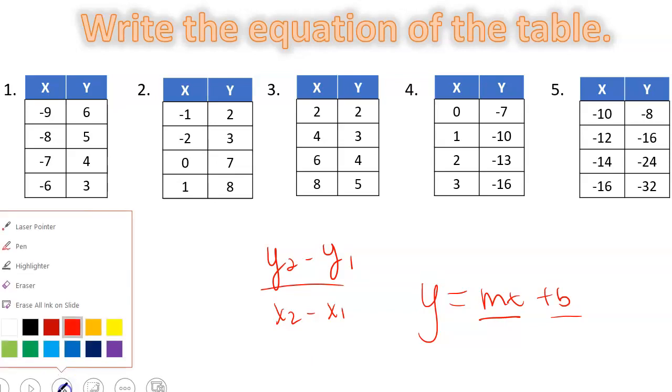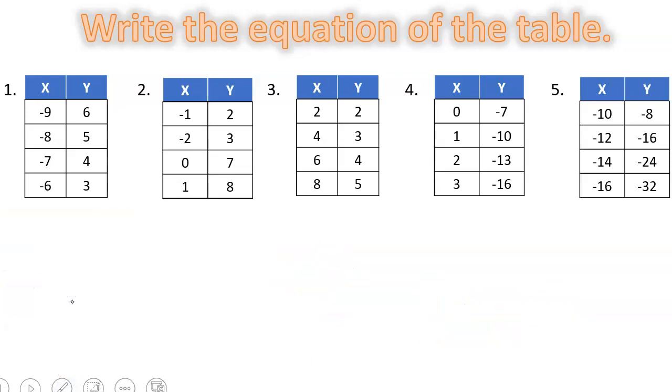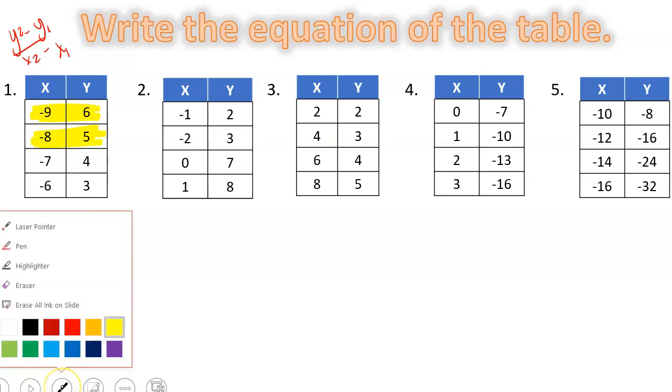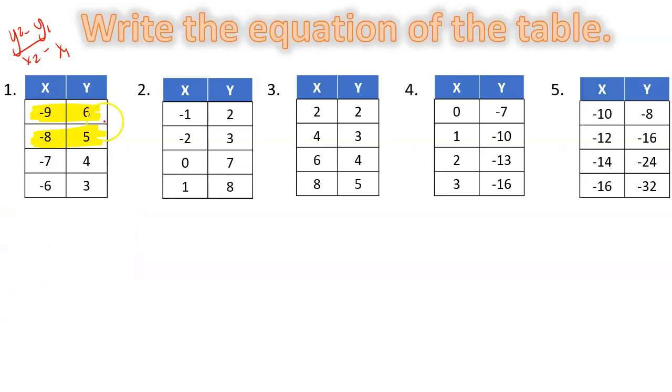Let me go ahead and erase this off my screen. All right, so for table number 1, we're going to go ahead and start with the slope. So again, that formula is y2 minus y1 over x2 minus x1. So I need to pick any 2 points. So I'm just going to go ahead and choose the first 2. As long as this is linear, it doesn't matter. And then I'm going to say x1, x2. So if this is x1, this has to be y1. If this is x2, this has to be y2.